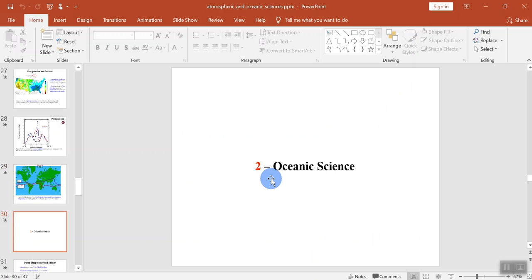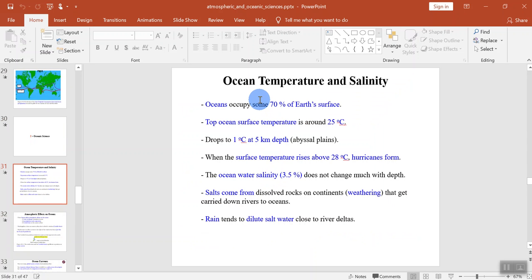Okay, so let's talk about ocean science now. Ocean temperature and salinity. Oceans occupy some 70% of Earth's surface. The top ocean surface temperature is around 25 degrees. Forgot to mention that on the average, atmospheric temperature is 15 degrees, averaged over the whole globe, averaged over the whole year, the entire year. Okay.